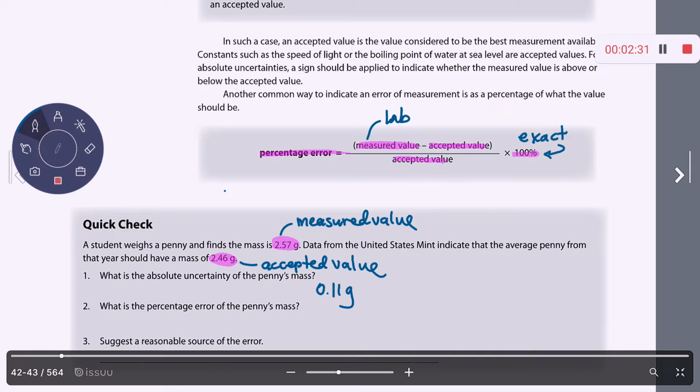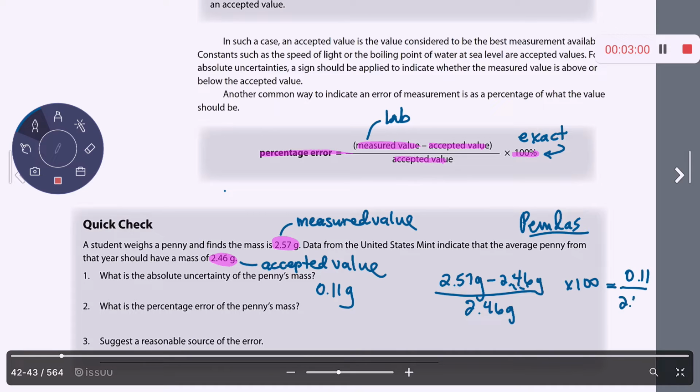What's the percent error? Well, we use the equation. So our measured value is 2.57. The accepted is 2.46. Divided by 2.46, and then we multiply by 100. Remember, you follow the order of operations when you're doing problems that have multiple operations in it. So we use PEMDAS. So we do the subtraction step first. 2.57 minus 2.46 is going to give you 0.11. Divided by 2.46, then you would multiply by 100. You're going to end up getting 4.47% for your percent error.